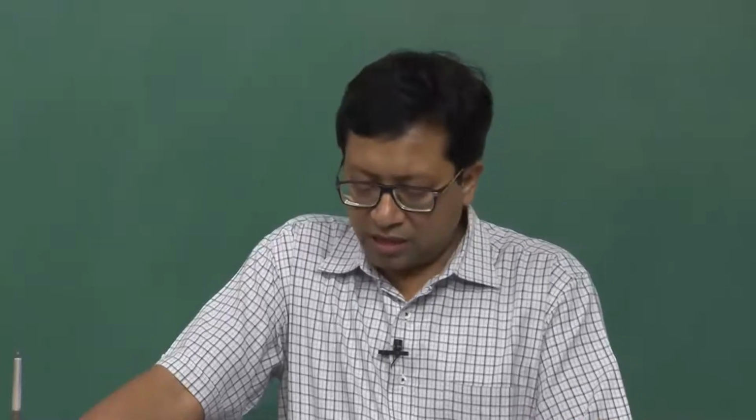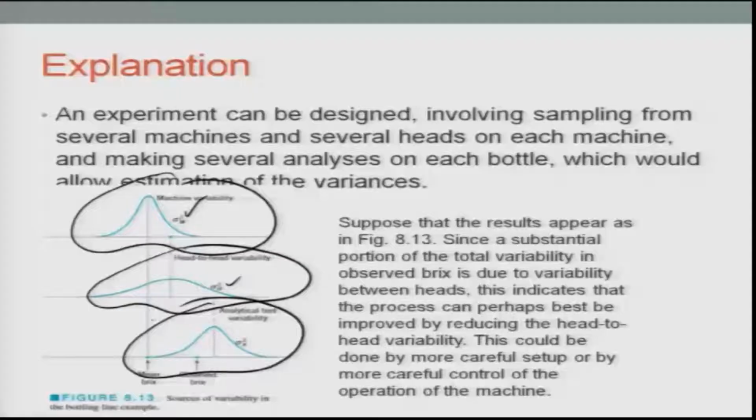Continuing that, suppose the results appear as given in the figure. Since a substantial portion of the total observed variability is due to the variability between the heads, this indicates the process can perhaps best be improved by reducing the head to head variability, and we will take corrective actions accordingly. This could be done by more careful setup or by more careful control of the operations of the machine.